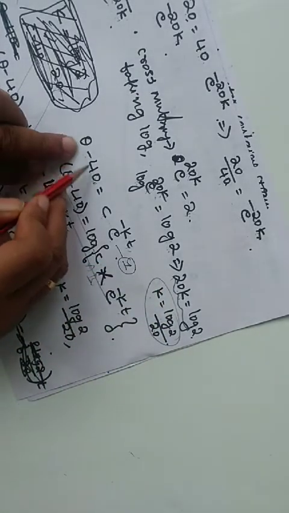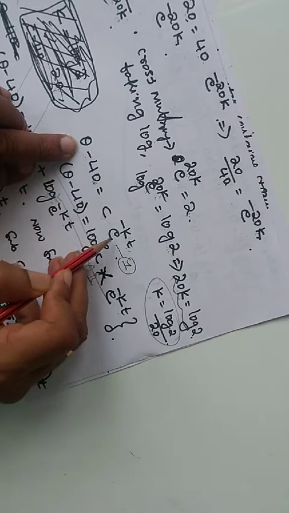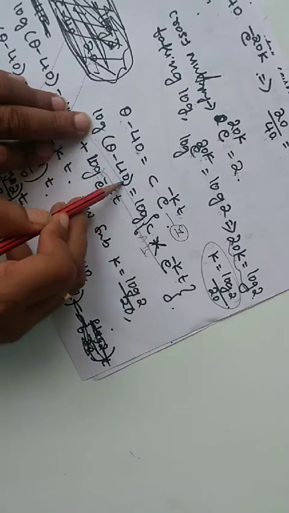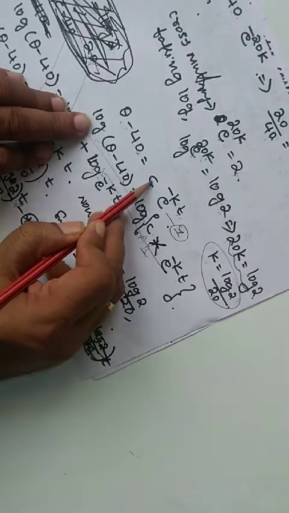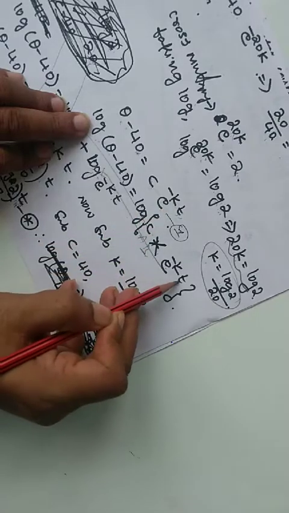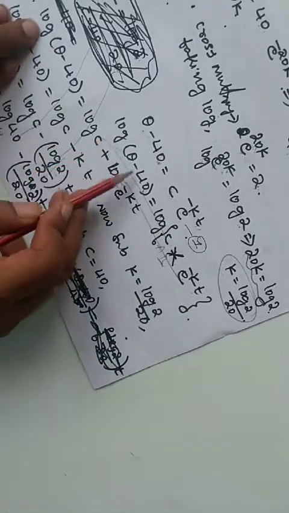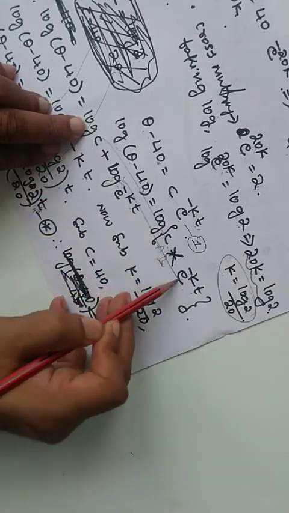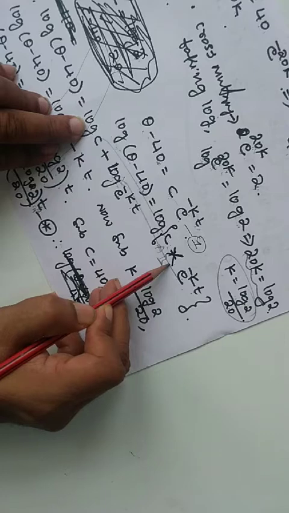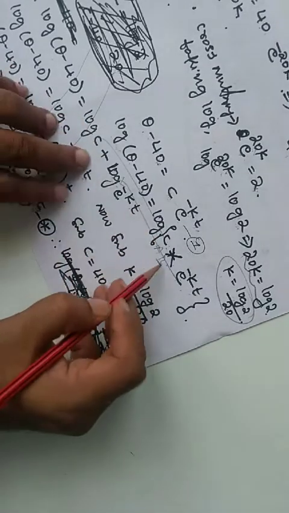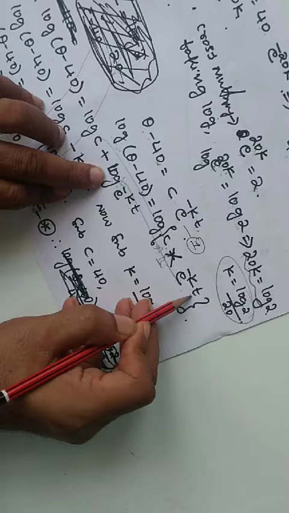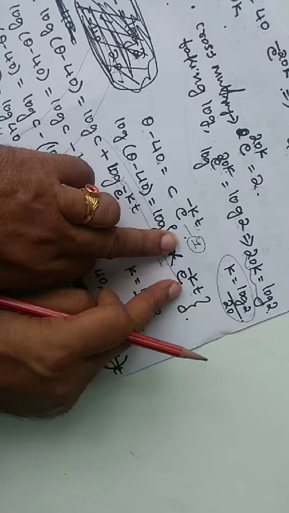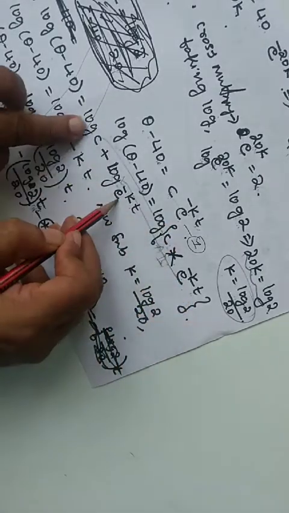Now what is my equation 1? Theta minus 40 is equal to c into e to the power minus kt. Now take log on both sides. Log of theta minus 40 is equal to log of c into e to the power minus kt. Now log of theta minus 40, that is equal to log of AB. This is A, this is B. Log of AB, what is the formula? Log A plus log B. Log C, and log B means log of e to the power minus kt. Log C plus log of e to the power minus kt. That is what I have written.